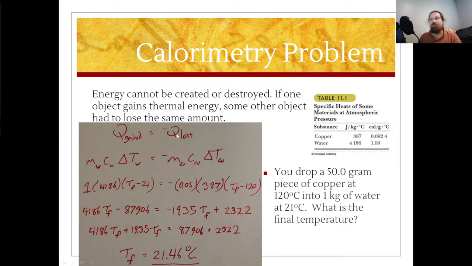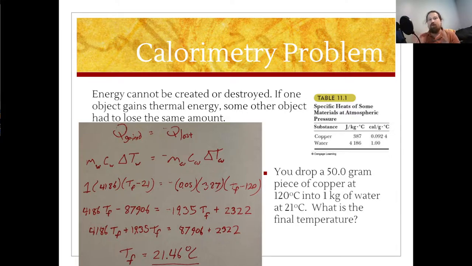We're going to do the same thing on the right side. This is the Q lost side, and the copper is what's losing thermal energy in this scenario. Pardon, sorry, I literally just said that the other way. Copper is going to lose thermal energy in this situation.